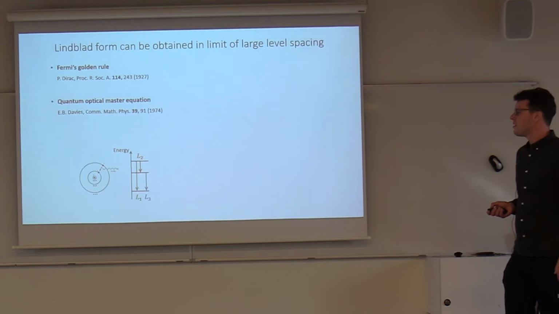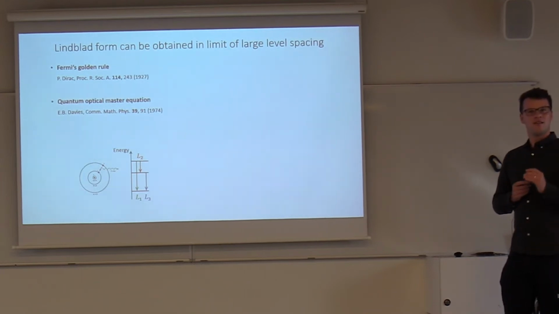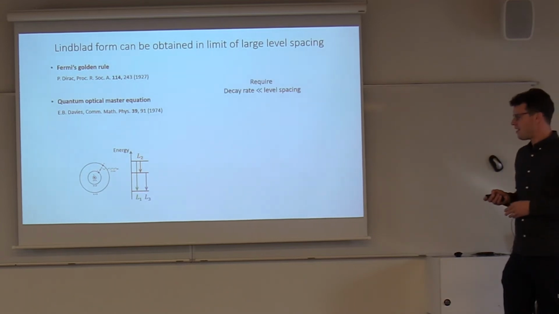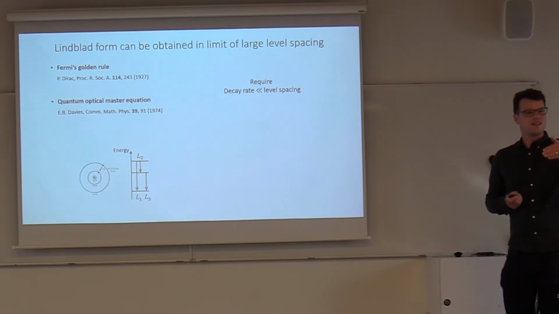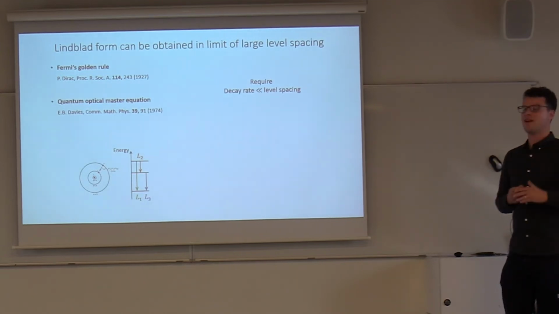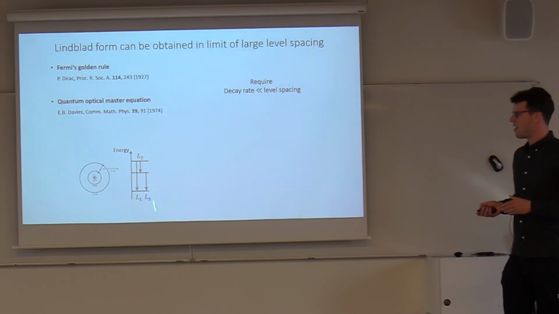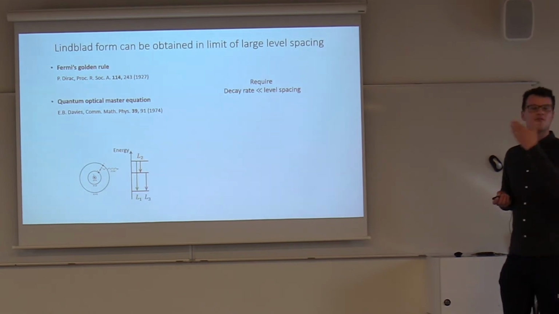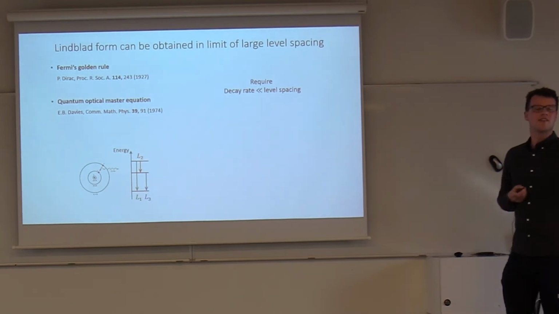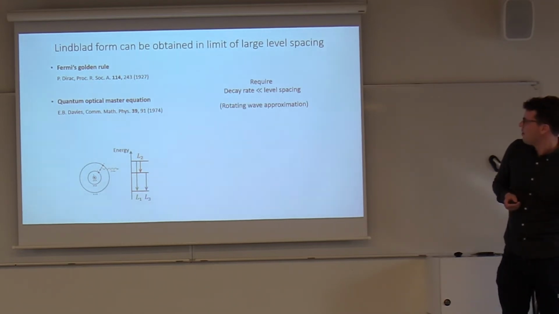And what you end up with is a jump operator for each pair of levels. So there's an incoherent process for each pair of levels, and you can understand it that each transition talks with its own wavelength, and they're very well resolved. That's just the intuition behind it, and that gives you a very good description and a very accurate model for this class of open quantum systems. So we require that the level spacing is much larger than the decay rate. And this is called the rotating wave approximation.